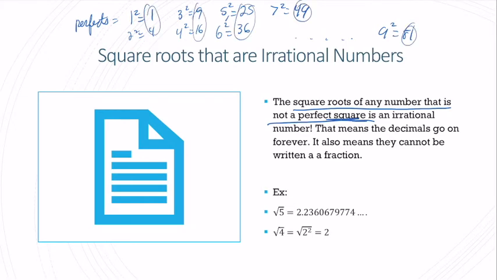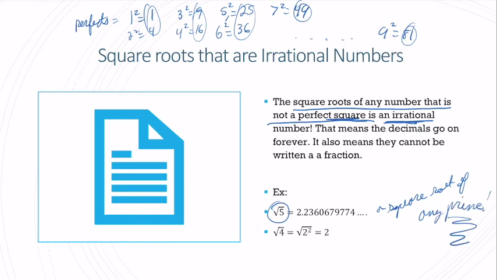These are perfect squares, so they're going to have rational square roots. If it isn't a perfect square, it's going to have an irrational square root. Remember, irrational means the decimals go on and on forever. It cannot be written as a fraction. An example would be the square root of 5, or the square root of any prime. That's always going to be irrational.